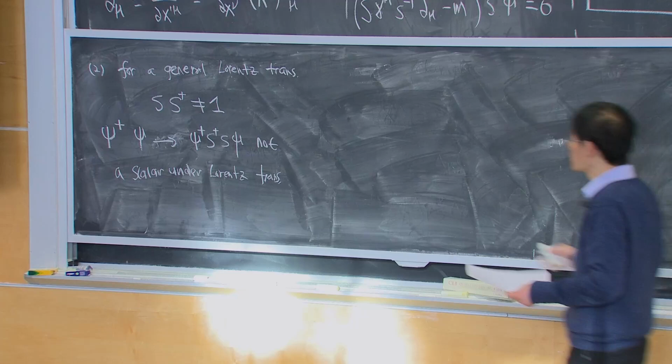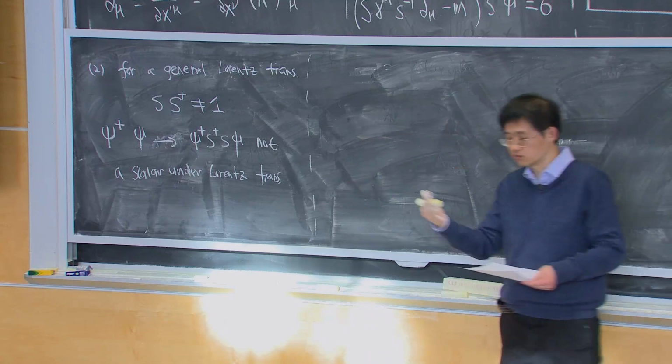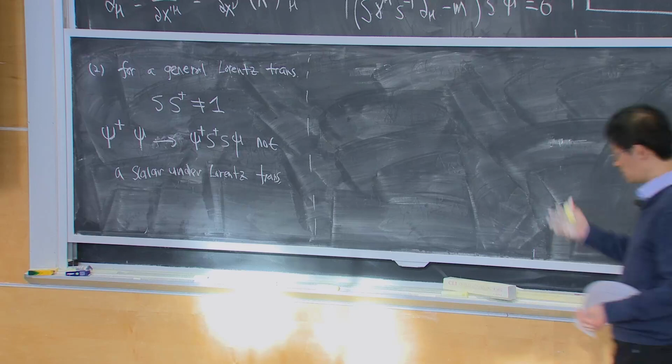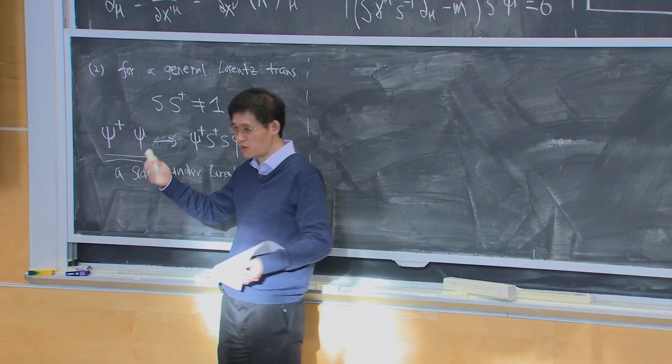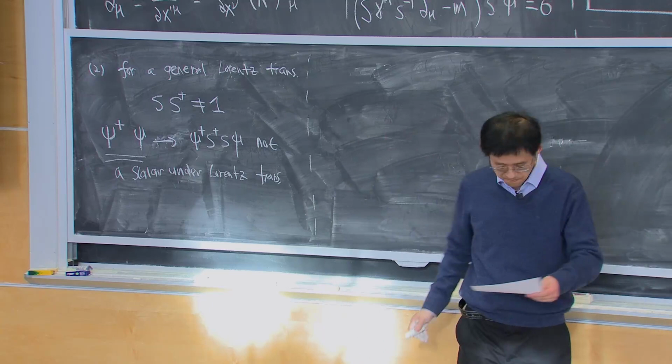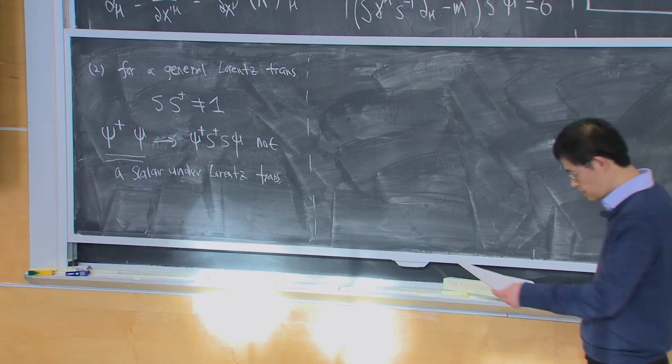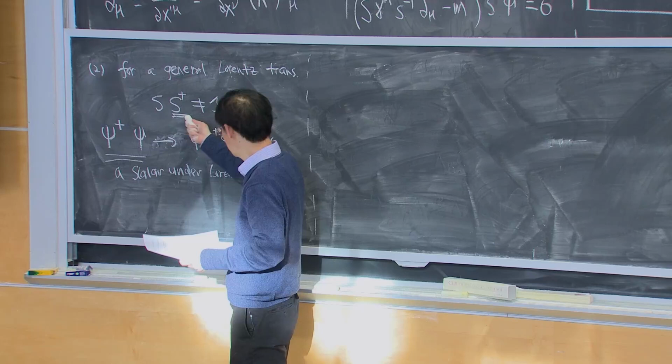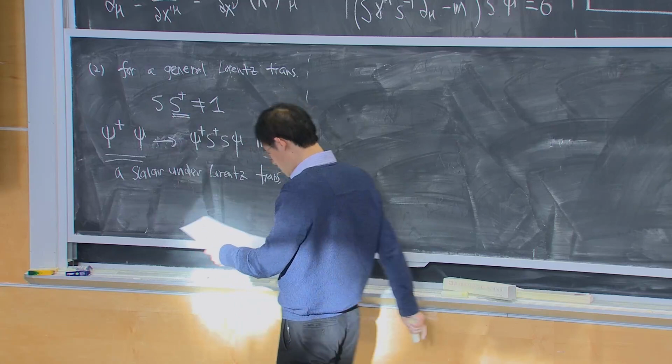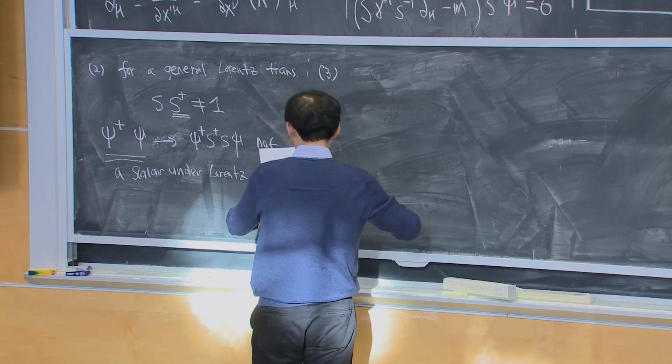In order to write the action, we need to find something which is invariant under Lorentz transformation. The easy thing to think about is this quantity, because it automatically gives you a number. But this thing won't work, so we have to search a little bit harder. To do that, we can get some hints from the following identity. Let's look at what this S dagger really is, the property of S dagger. I think I erased it, so let me write it again.